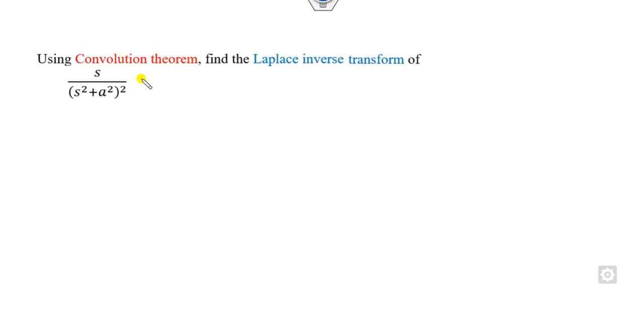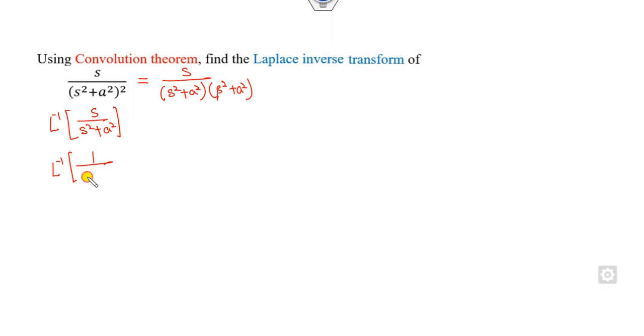Look at this another one. This function I can write as s over (s square plus a square) times 1 over (s square plus a square). So that means Laplace inverse of s over (s square plus a square) and Laplace inverse of 1 over (s square plus a square). Can you tell me the answer of this Laplace inverse? cos of at. What is the Laplace inverse of this? I have to multiply by a divided by a. So it is 1 over a sine of at.